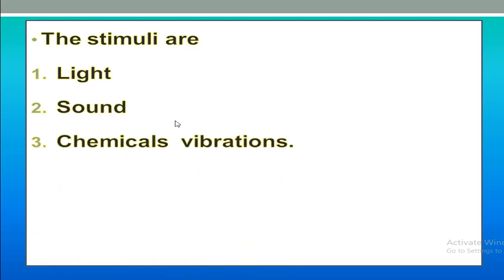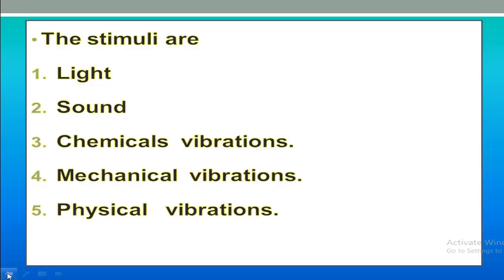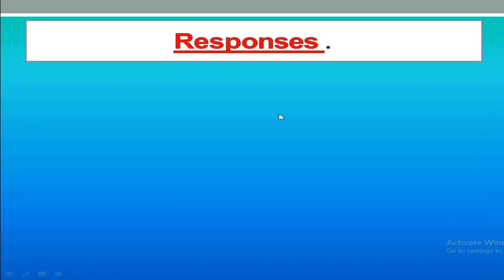Then we will go to our next one. The stimuli are light, sounds, chemical vibration, mechanical vibration, physical vibration, some stimuli taken from the environment, right? Then we will go to learn about response. Under the irritability and coordination, first we have learned about the stimulus. Now we are going to learn about the response.